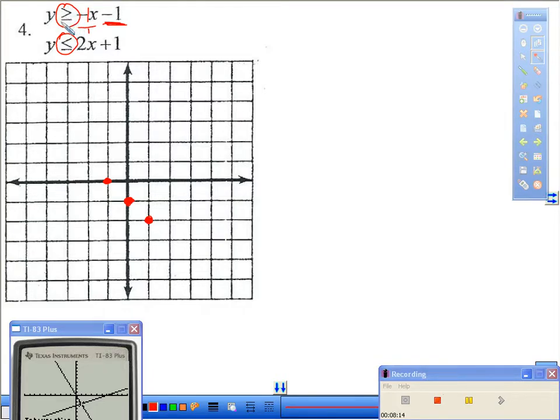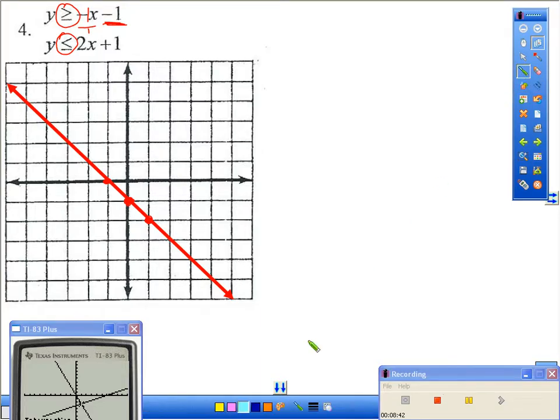Since we have a line underneath the inequality symbol, that tells us that we want to have a solid line. So we're going to draw a solid line that extends through those 3 points that we just graphed. So it'll look like that. Then we know with an inequality, we're not just going to draw a line, we're going to shade a region of the graph. And in this case, since it says y is greater than or equal to negative x minus 1, we're going to shade all of the points that are above that line.